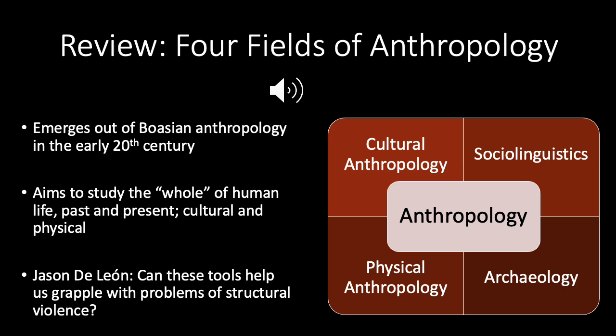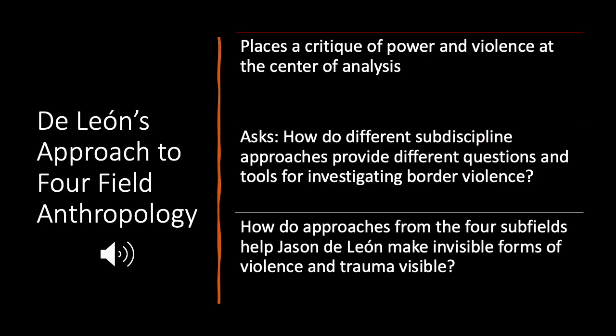And so Jason DeLeon is going to take this older approach and he's going to update it for us. He's going to say, how do we take this Boasian approach and make that something that makes more sense in contemporary anthropology, particularly with contemporary anthropology's interest in questions of power and violence and social inequality? So how do we update this four-field approach? Essentially, we're going to use these four different subdisciplines, and we're going to treat them as tools, as frameworks, as approaches. And so how do these different approaches help us get at the underlying problem of border violence? How does it help us understand that underlying problem from multiple kinds of perspectives?